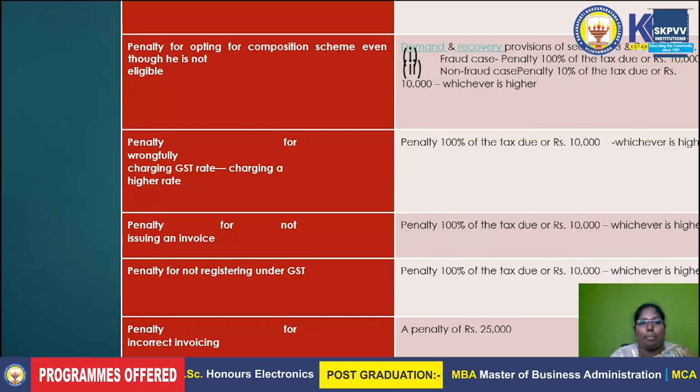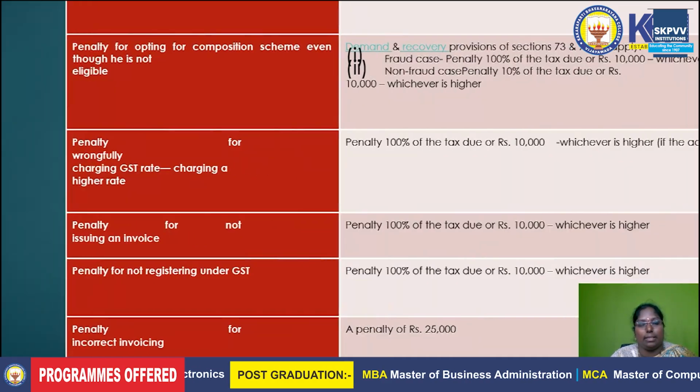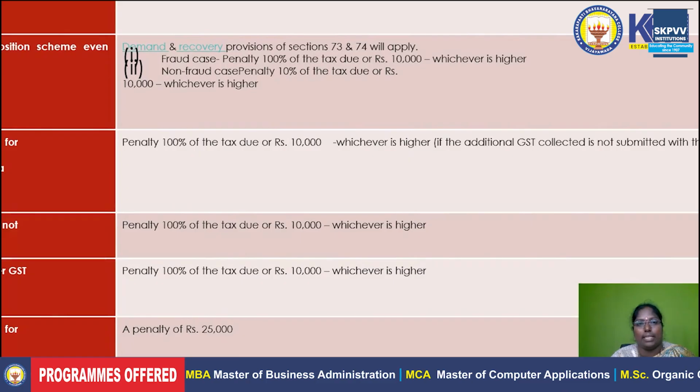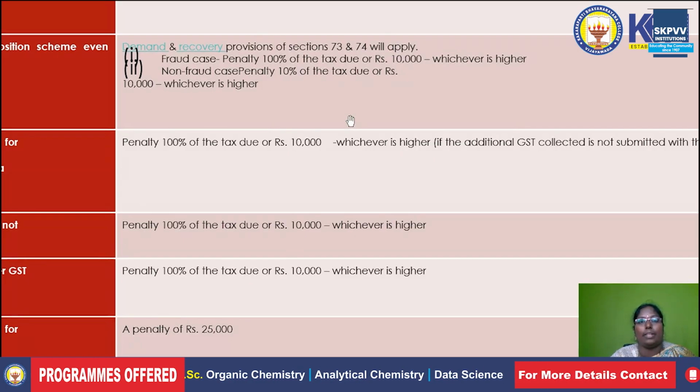Then penalty for incorrect invoicing. Incorrect invoicing happens when you use the wrong GST rate or the taxable amount is wrong, or you have entered it manually. All these are also punishable. The penalty for that is 25,000 rupees.